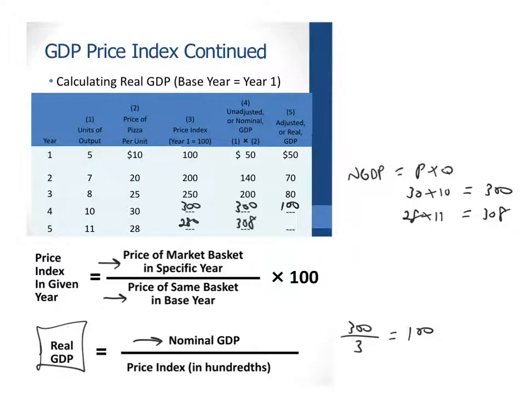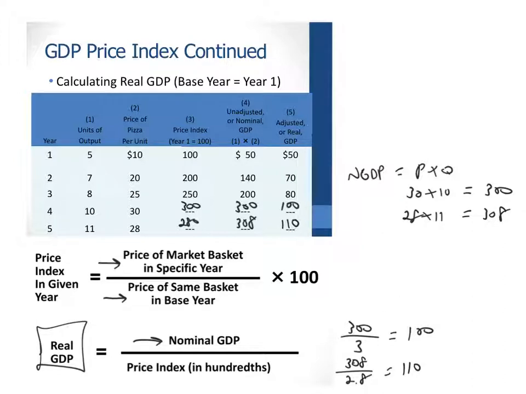I'll do the same thing, the same process for year 5. I'm going to take 308 divided by 2.8, and I will get a real GDP of 110.